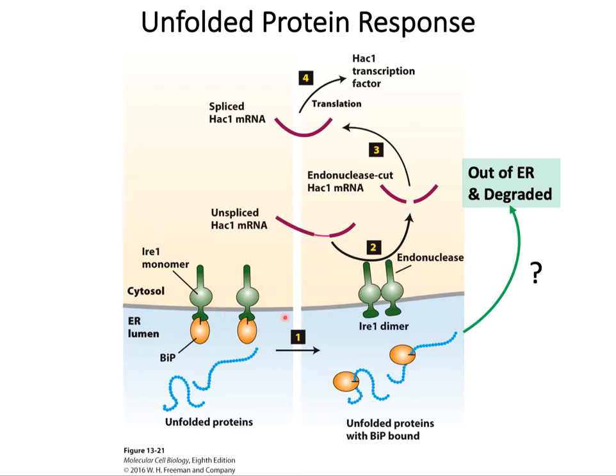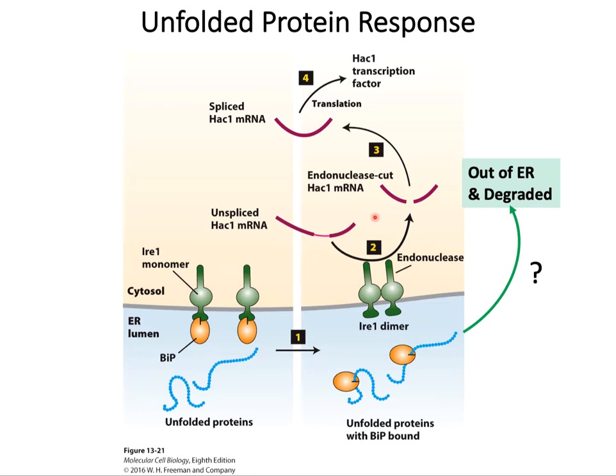And in that case, when IRE1 is empty, it dimerizes. This dimerization of IRE1 is the active form, and the endonucleases are activated at this point. Now, in the cytosol of the cell, the messenger RNA that encodes a transcription factor known as HAC1, in this example, is unspliced. When the IRE1 endonuclease becomes activated, it binds to the HAC1 messenger RNA and cleaves it in such a way that you now have a mature functional RNA encoding this transcription factor.